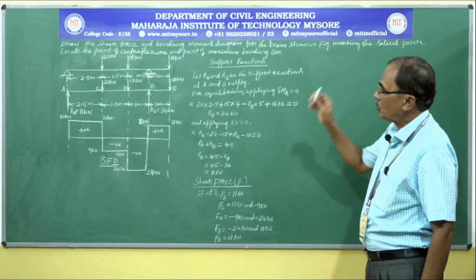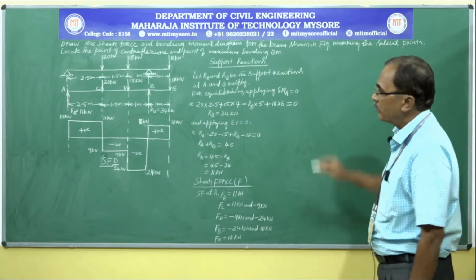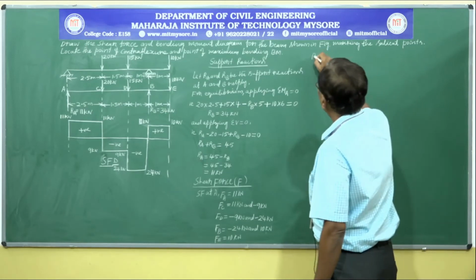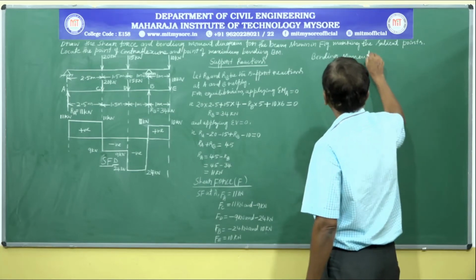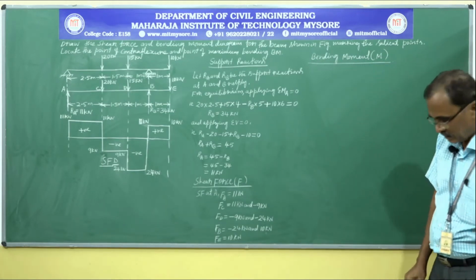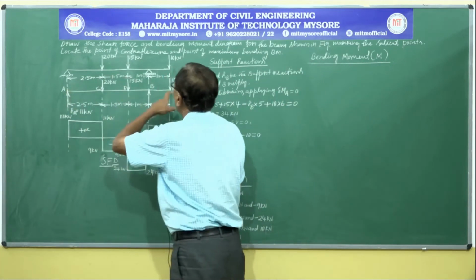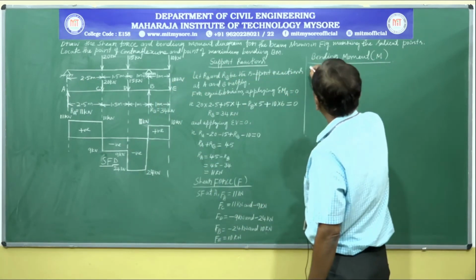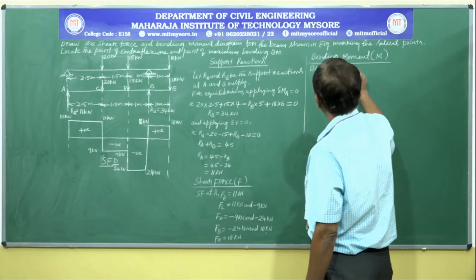Next, to draw the bending moment diagram, we cannot draw the bending moment diagram directly. We need to calculate bending moments at salient points. Let us calculate bending moments in order, starting from point A and proceeding up to point E. Bending moment at A, M A.